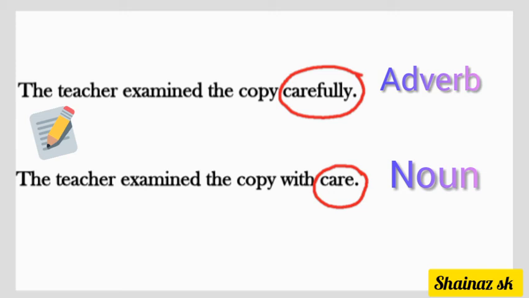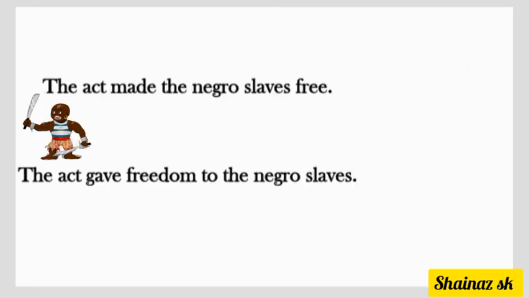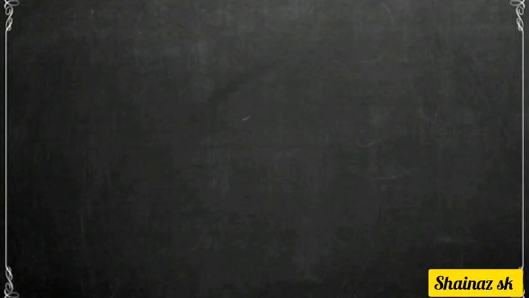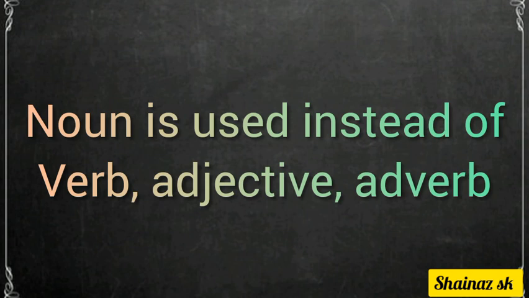Let us take one more example where we can use noun instead of other parts of speech. The act made the Negro slaves free. The act gave freedom to the Negro slaves. In the first sentence, free is an adjective, and in the second sentence, freedom is a noun. So here, in this way, we can use noun in place of an adjective. So children, here we have seen that how noun is used instead of verb, an adjective and an adverb.